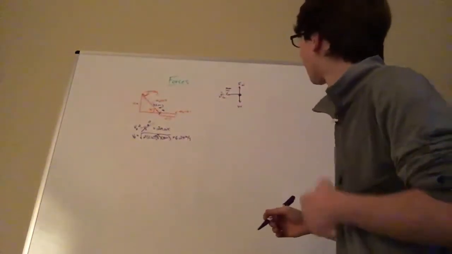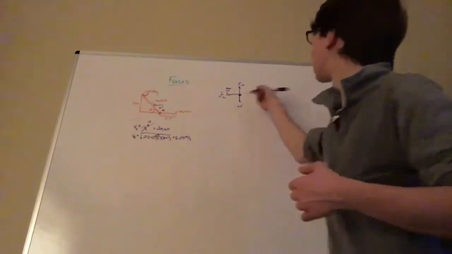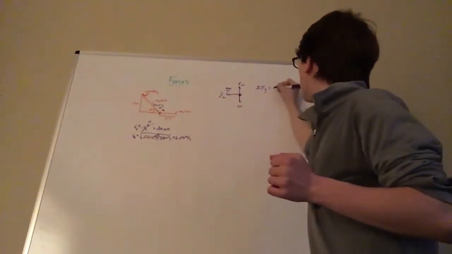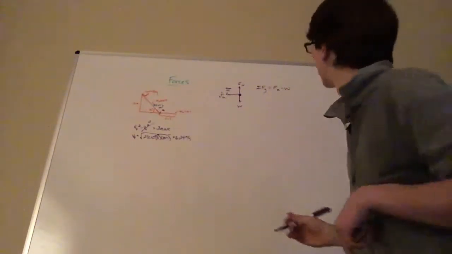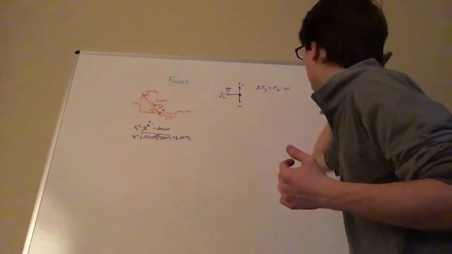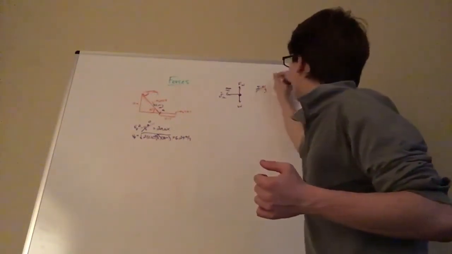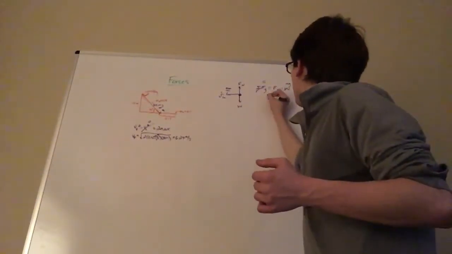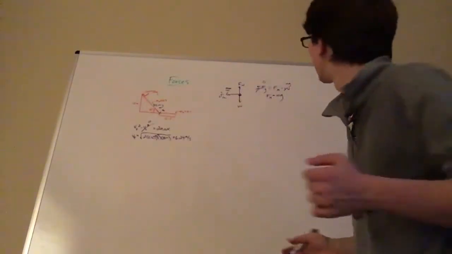And so now we're just going to do our sum of y forces is equal to the normal force, we'll say, is positive, minus the weight, we'll say, is negative. So our weight is mg, and there's no vertical acceleration, so this is equal to 0. So the normal force is equal to the mass times the acceleration due to gravity.